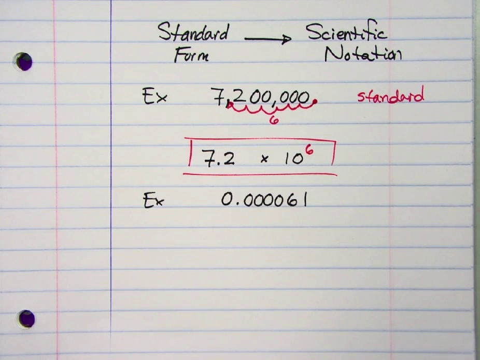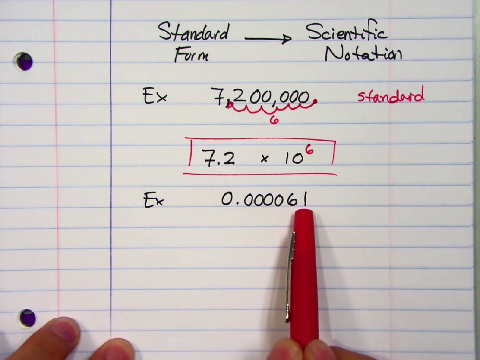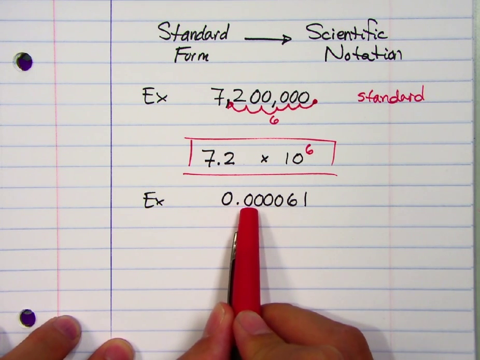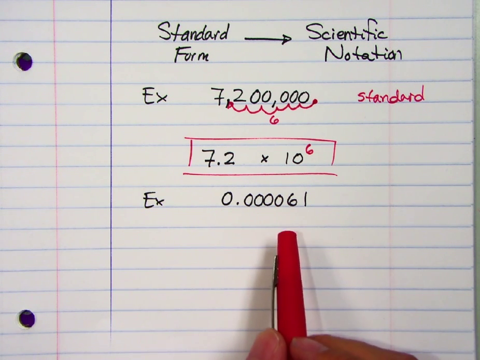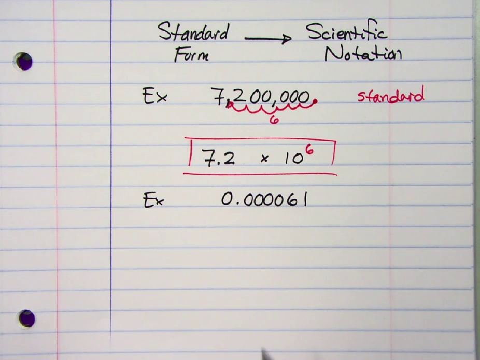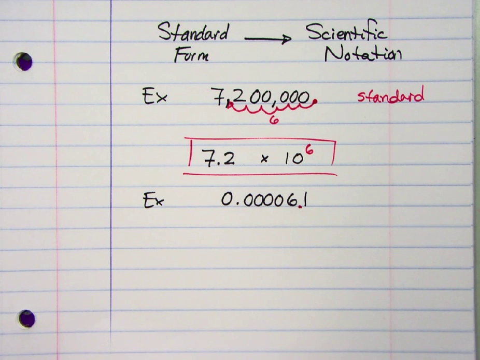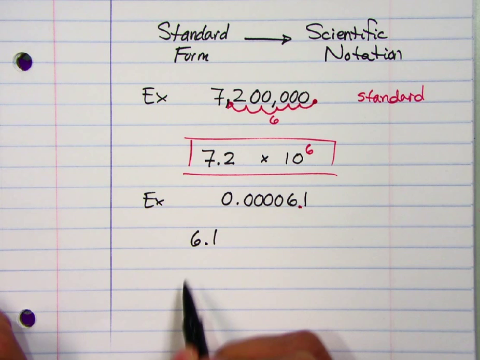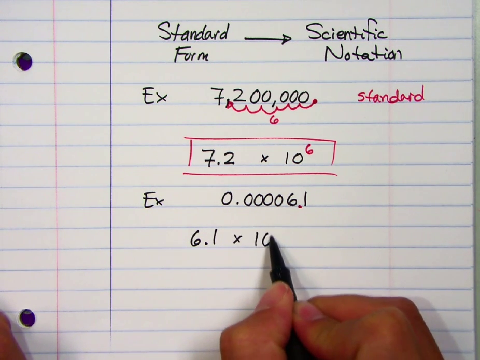Let's try another. Here's my next example. I've got a really small number, and I want to change it to look like scientific notation. Again, the decimal needs to end up in between numbers where it's going to give you a number that's between 1 and 10. So that looks to me like it should end up right here, right between the 6 and the 1. If I end between the 6 and the 1, I'll end up with 6.1, which is good. That's between 1 and 10. What I want, I'll say, is times 10 to the what power.